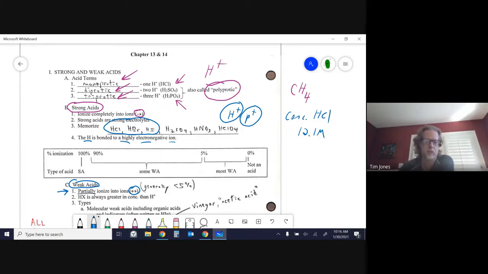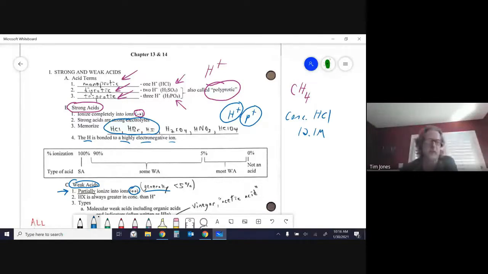And as I mentioned, most of them don't ionize very much. They, for the most part, don't split much at all. It's generally less than 5%. And in many cases, it's way less than 5%.